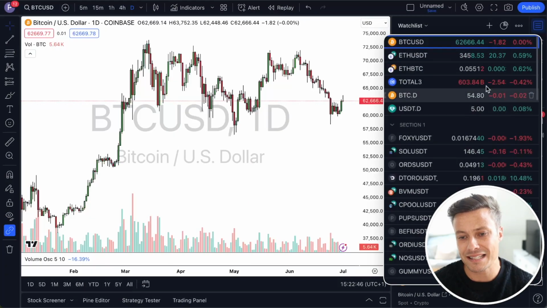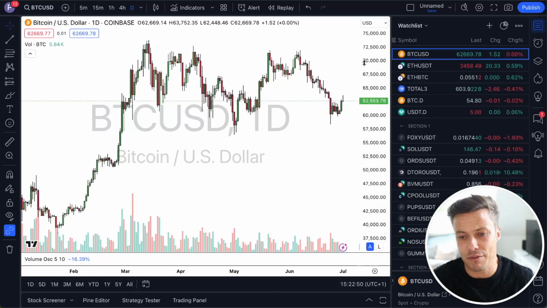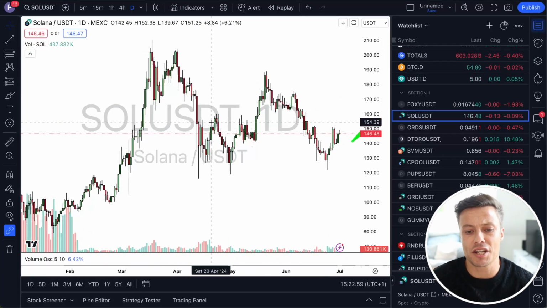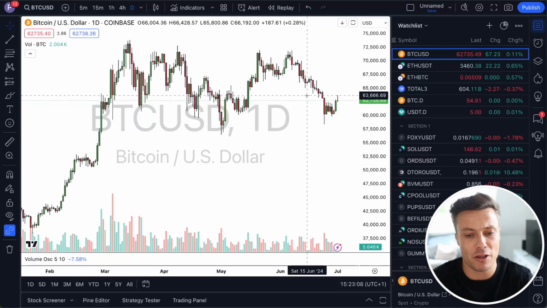Now, as we jump across to this chart, there's a few things that we need to be aware of first of all. On the right-hand side, we have the symbols, which are basically the different currencies. Here we can see BTC, USD, and if you click on some others, you can see Solana USD, Foxy USD, the list goes on. But today we're going to be looking at Bitcoin USD.